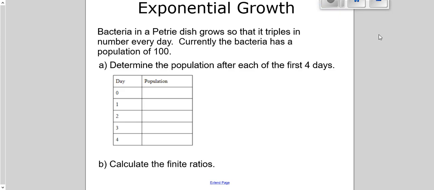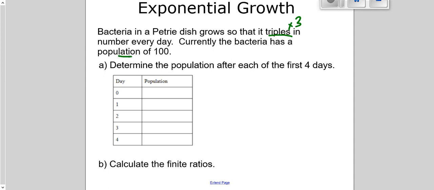So imagine that you have bacteria in a petri dish, and it grows so that it triples in number every day. Now, currently, the bacteria has a population of 100. Determine the population after each of the first 4 days. So there's some important stuff to realize when we're looking at this type of problem. The first thing is that it's tripling, which means that after every day, we're going to have to multiply it by 3.